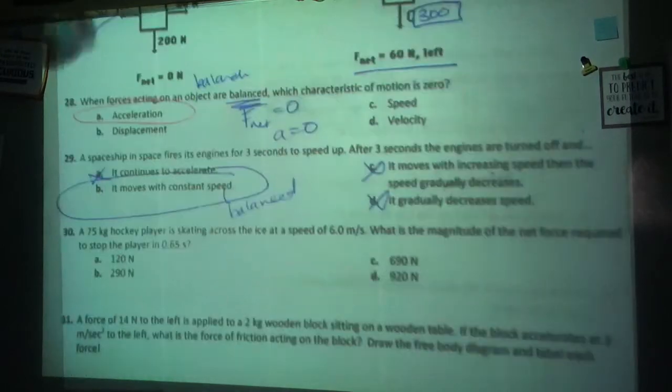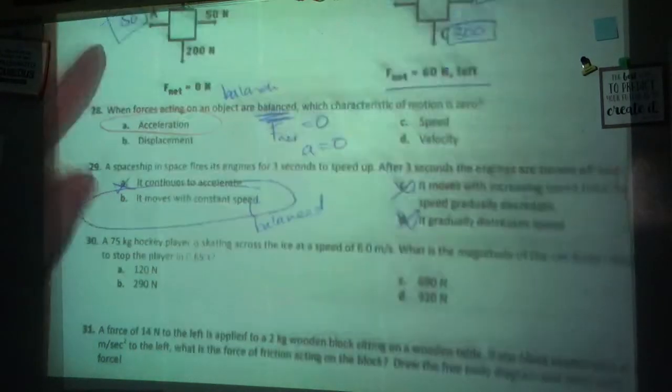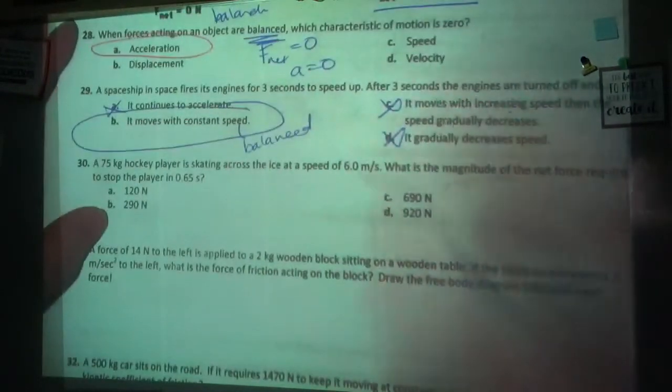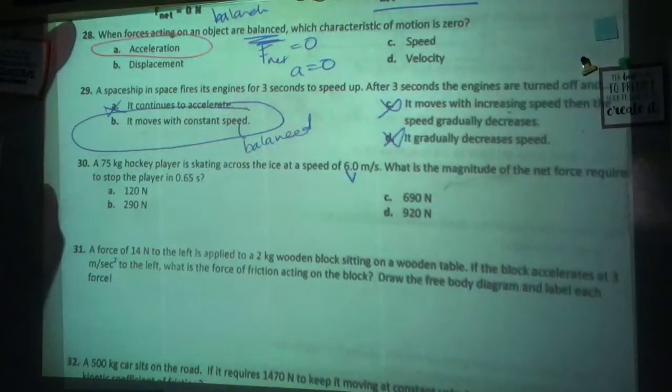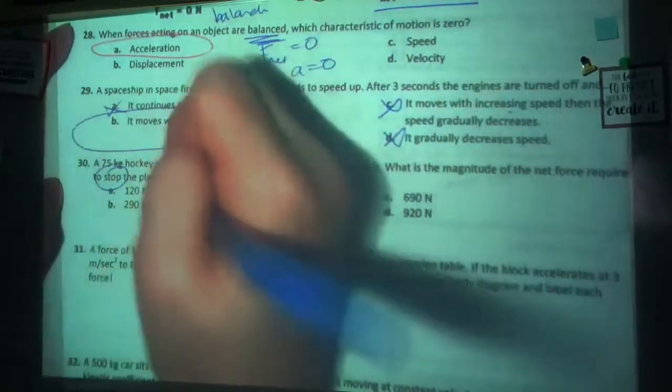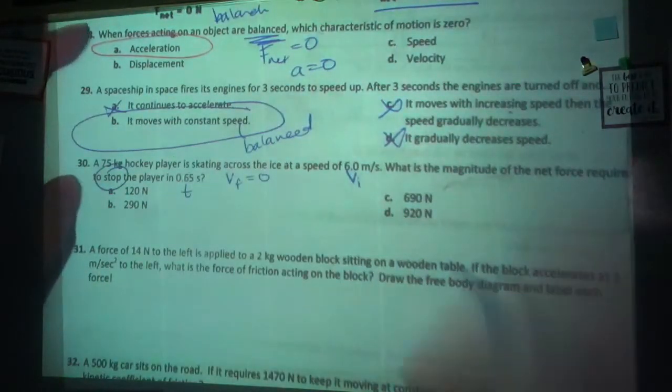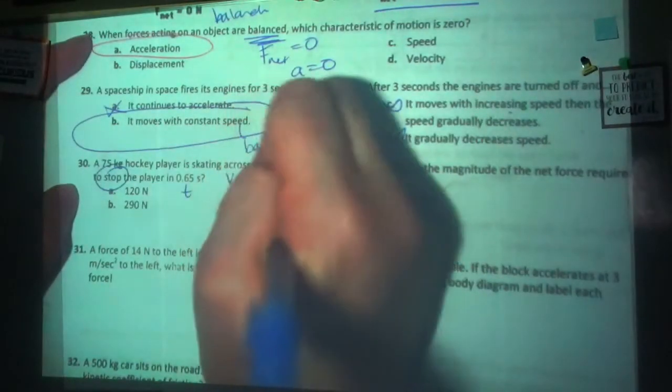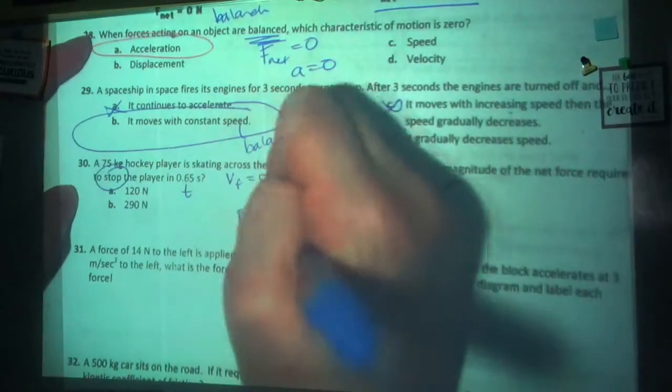30. A 75 kilogram hockey player is skating across the ice at a speed of 6 meters per second. What is the net force required to stop, meaning the final velocity would be 0, the player in this many seconds? So I want net force. Net force is mass times acceleration. I've got mass at 75.